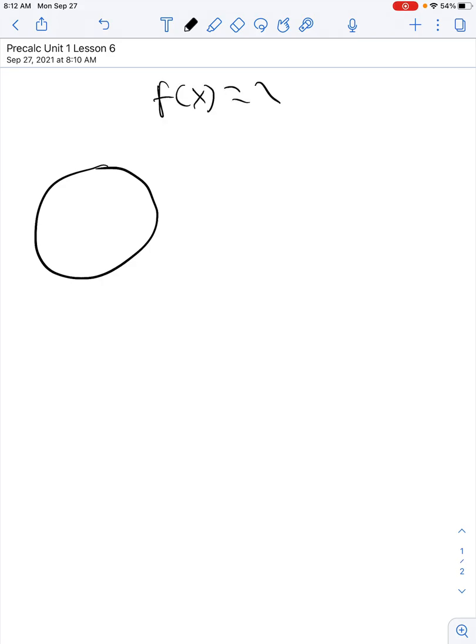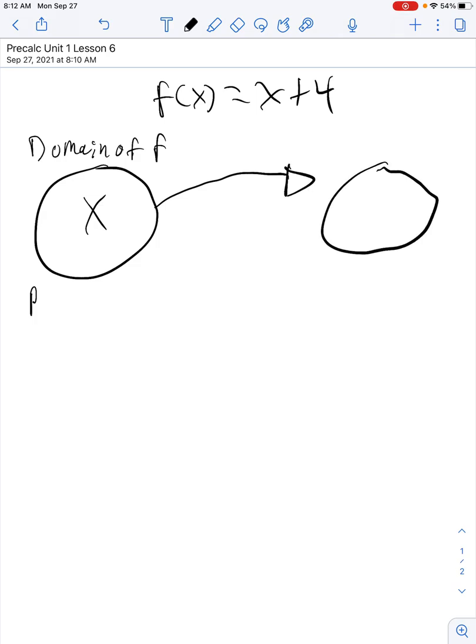So if I'm looking at an inverse function, informally, let's say we've got a function, and our function is x plus 4. I'm going to say that this is the domain of f. This is x. If this is the domain, then this over here is going to be my range of f, which we would call f of x.